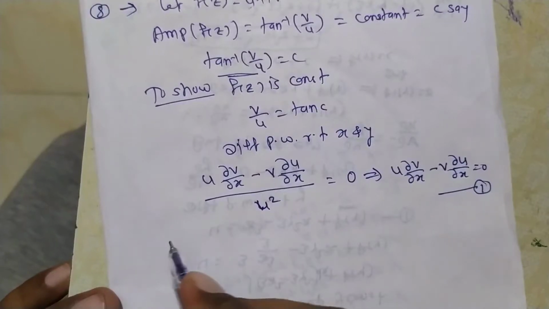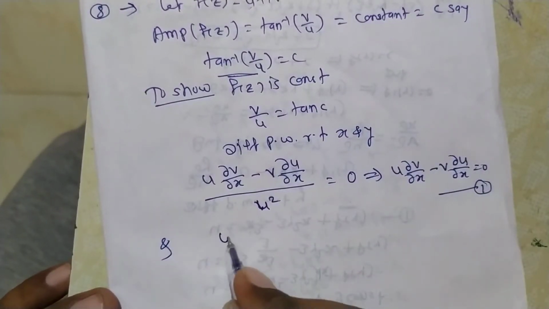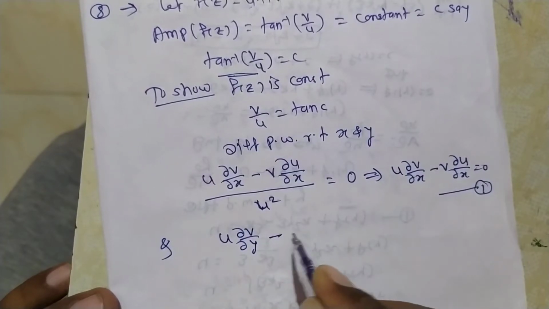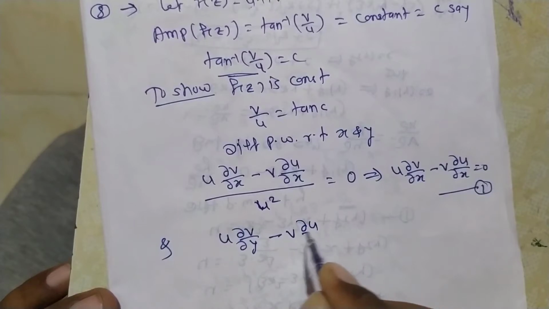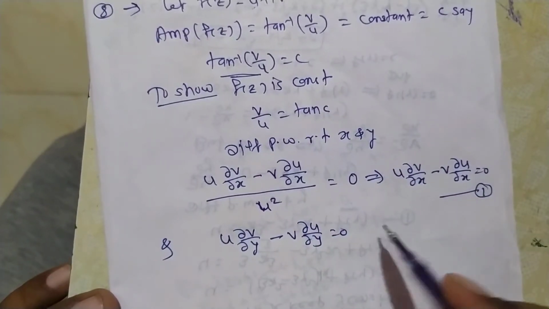Similarly, if we take the derivative with respect to y, then how do we write it? Only replace x by y. So u into dabba v by dabba y minus v into dabba u by dabba y equal to 0. So we have to solve these two equations, 1 and 2.